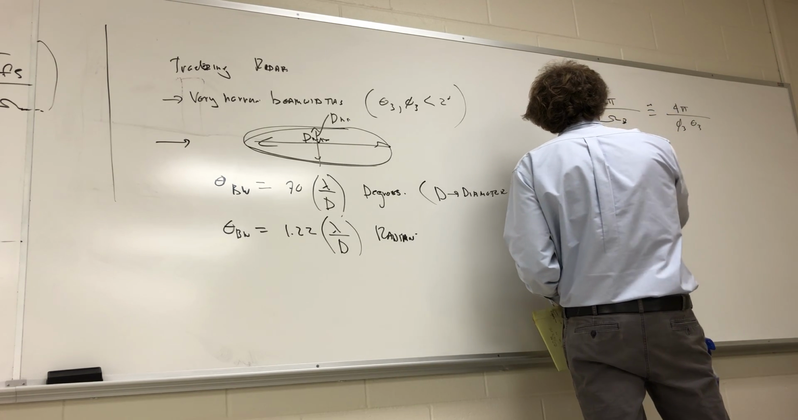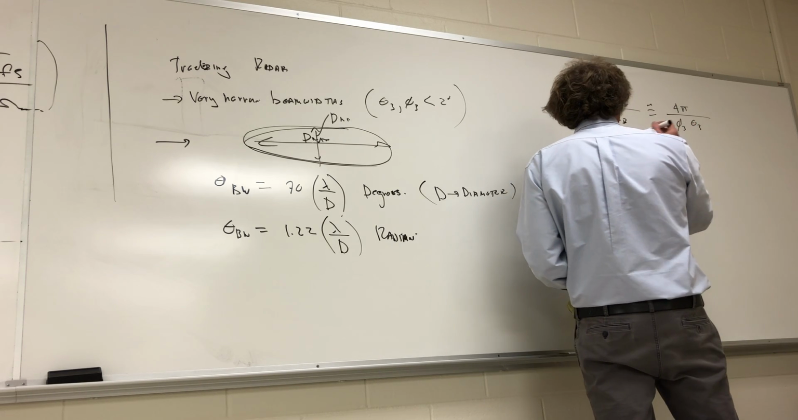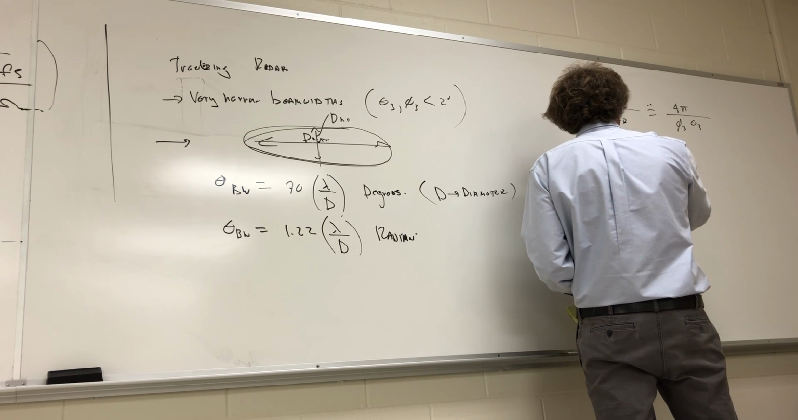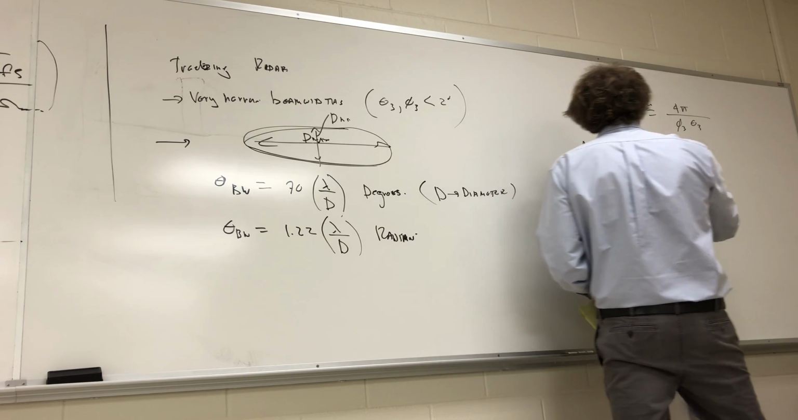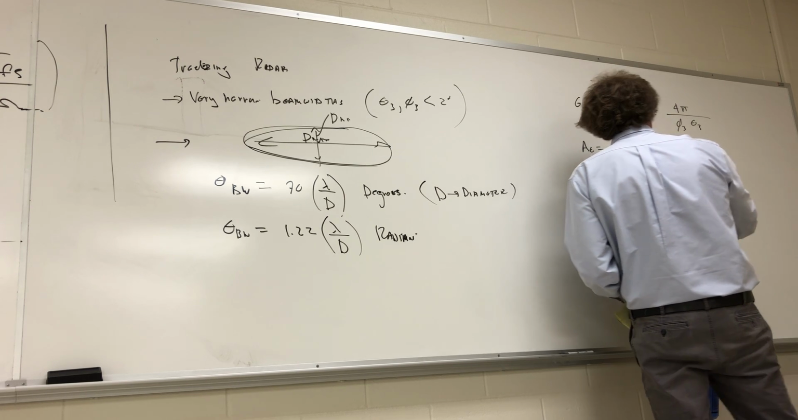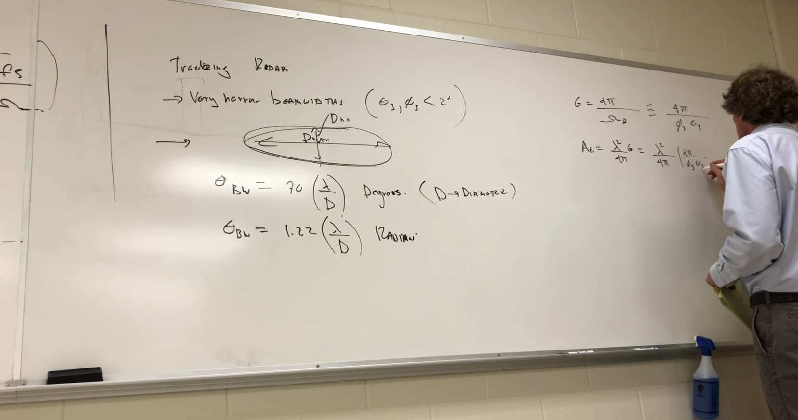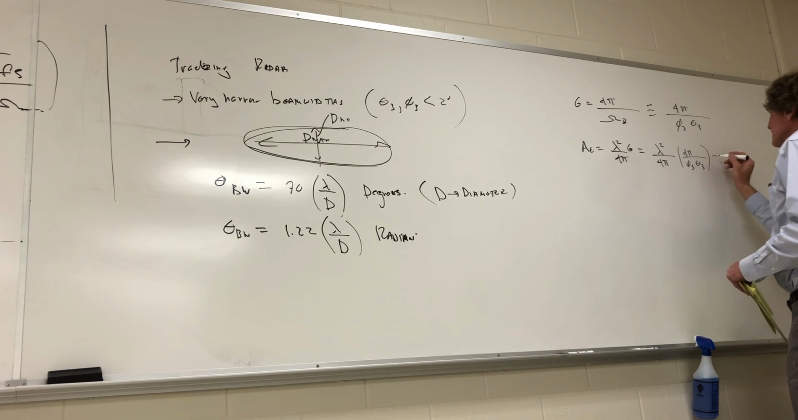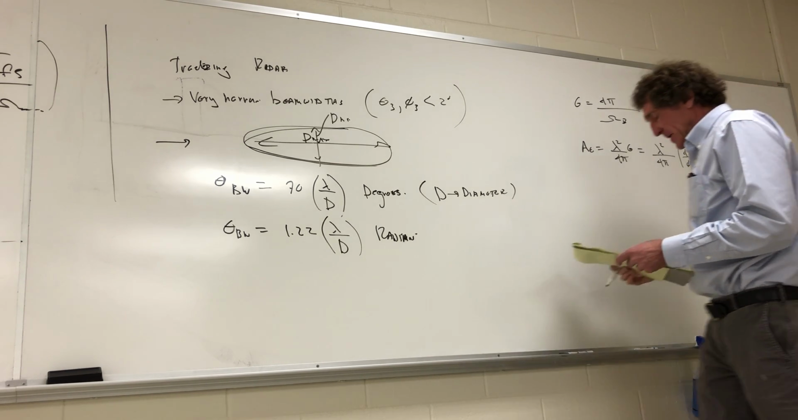Let me do one other thing. We know that aperture, and that's what we like for search radars, and we do this for track too. Aperture is actually equal to lambda squared over 4 pi times the gain, and then the gain is replaced by 4 pi over the 3 dB beam width, which means it's simply lambda squared over the 3 dB beam width. And that's the effective aperture.